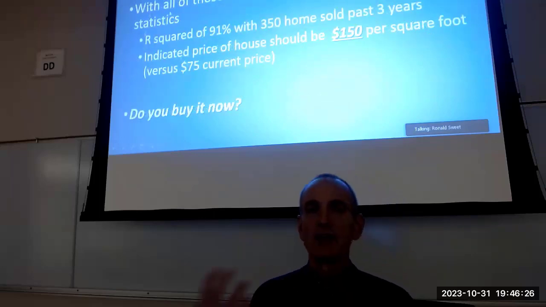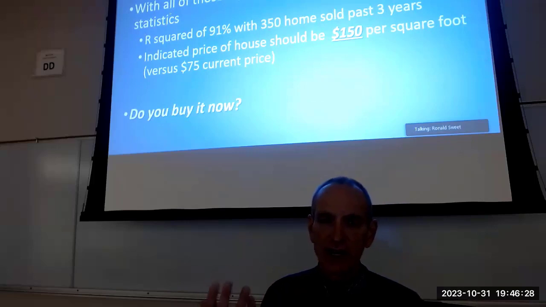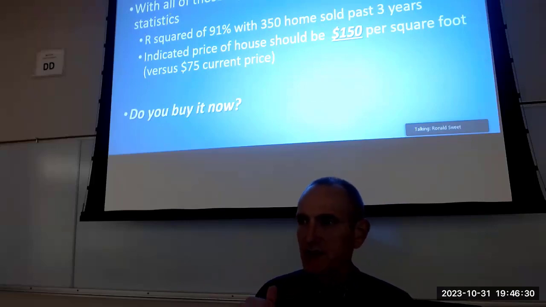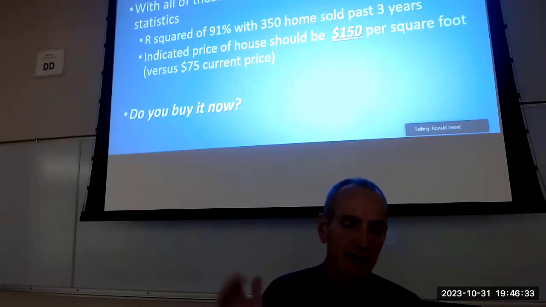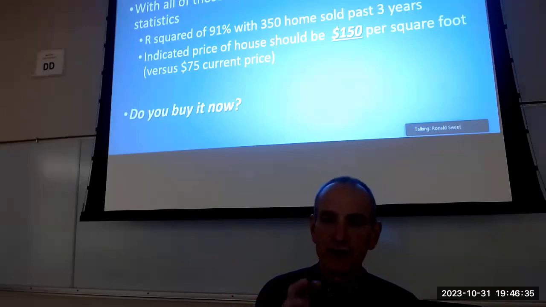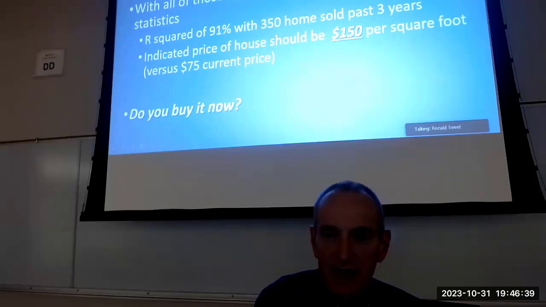Let's see, I ran all of those factors and I got an R squared of 91%. I could explain 91% of the volatility in housing prices based on 350 houses sold. And based on that model, this house should be trading for $150 per square foot, but I can buy it for 75.